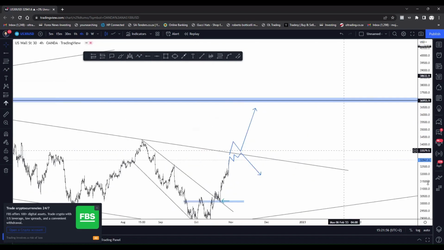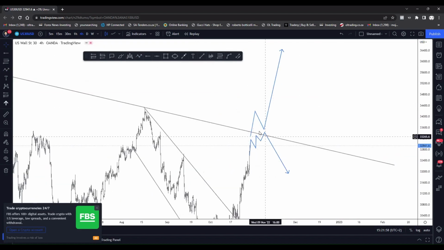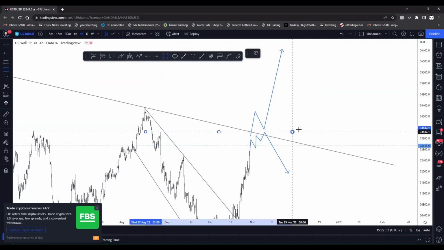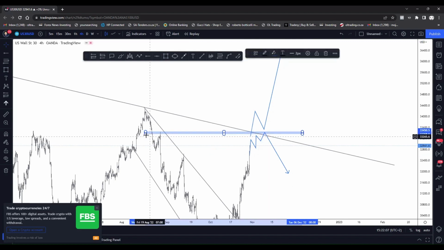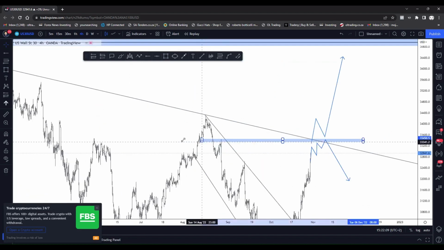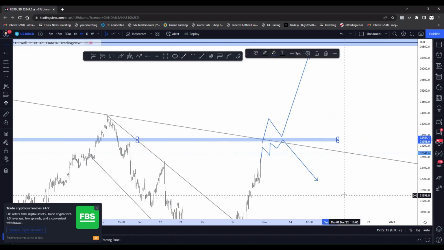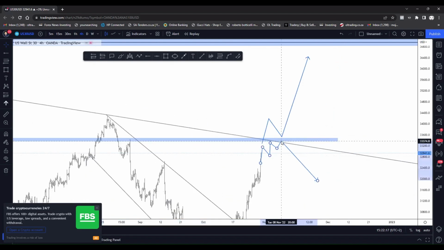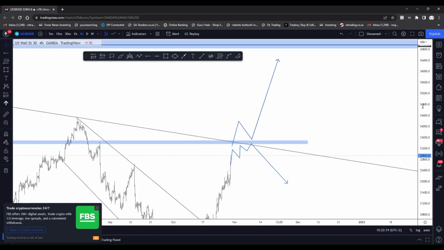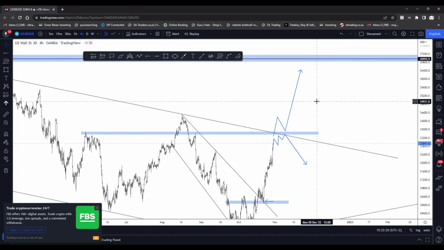So the decider will be around this level. So I can just do this. This will be the decider. So this is what we are having on US30.